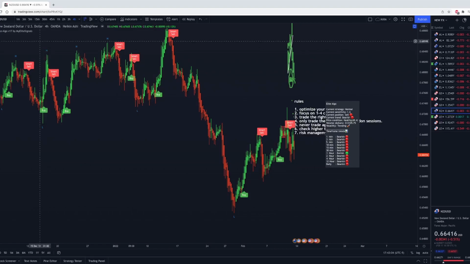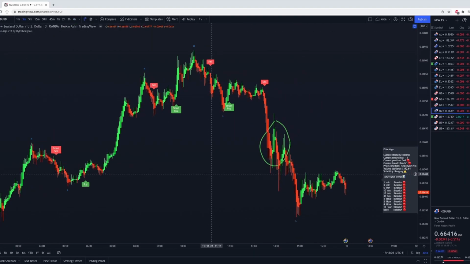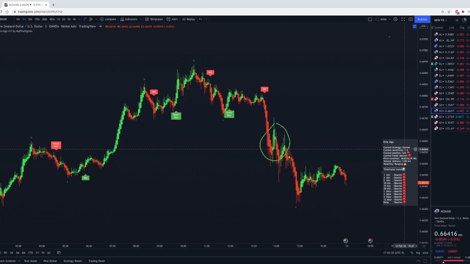So going back to the scalping time frame, the 3-minute, right? We want to make sure that we are only following sell signals because on the higher time frames, it is currently a sell position. Now, doing this will also increase your win rate when it comes to any strategy you can possibly think of. So make sure you are always following the higher time frame.